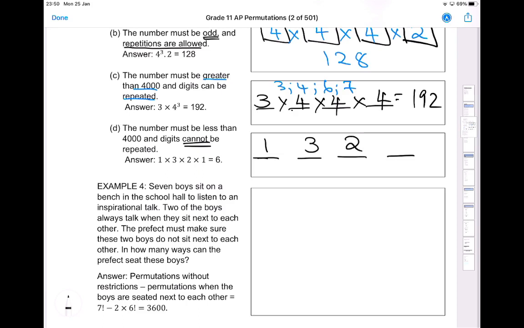And we have only 1 digit left, which means the fourth position can only be filled up in 1 way. Now you multiply these numbers, you will get your answer to that question.